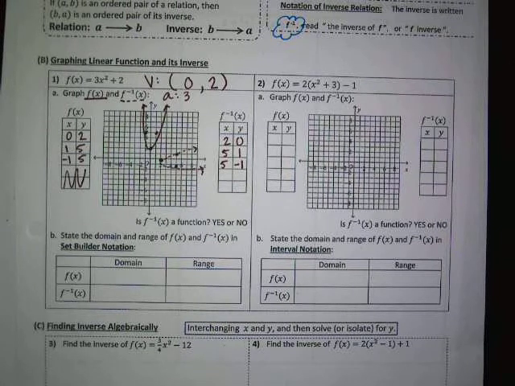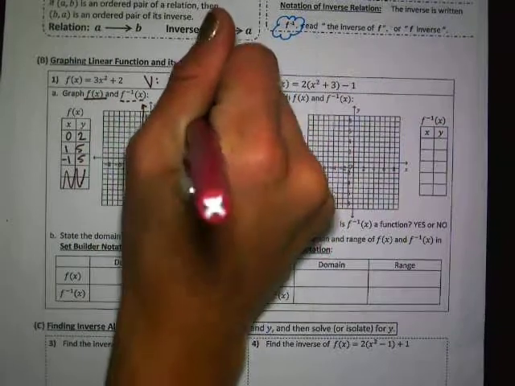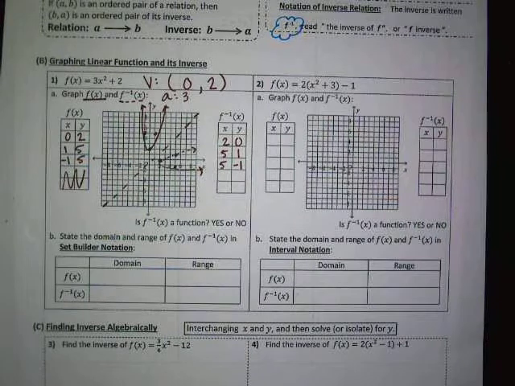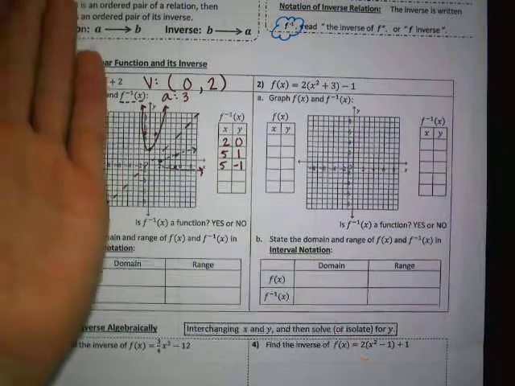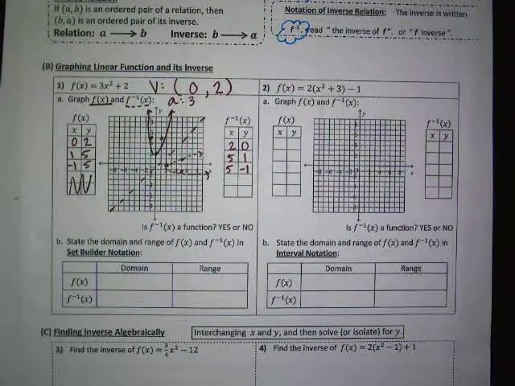All right, so I have this sideways U shape now. Which makes sense because remember, one of the properties of inverses is that they're going to reflect across the diagonal line y equals x. So you can see this guy kind of reflects across the line there.